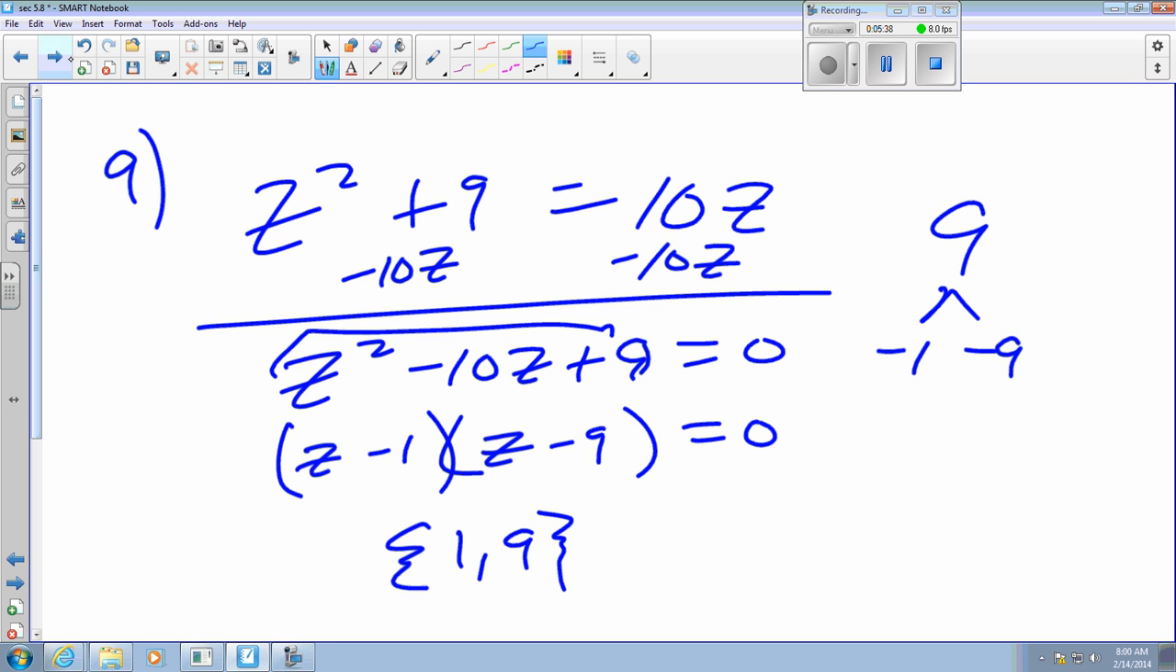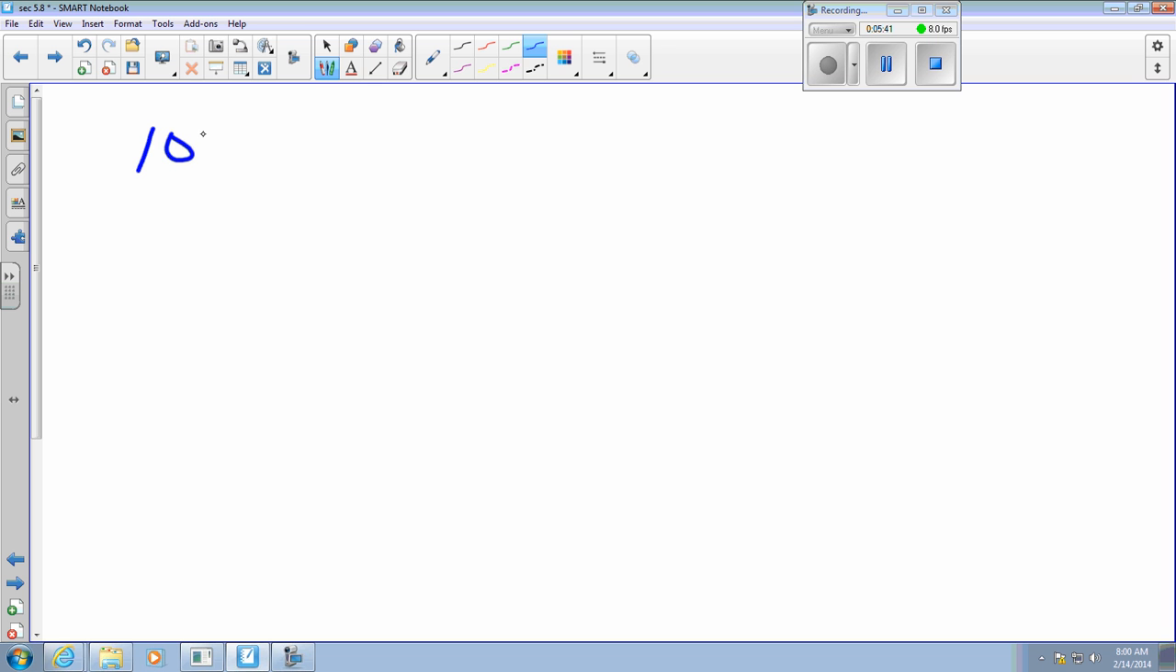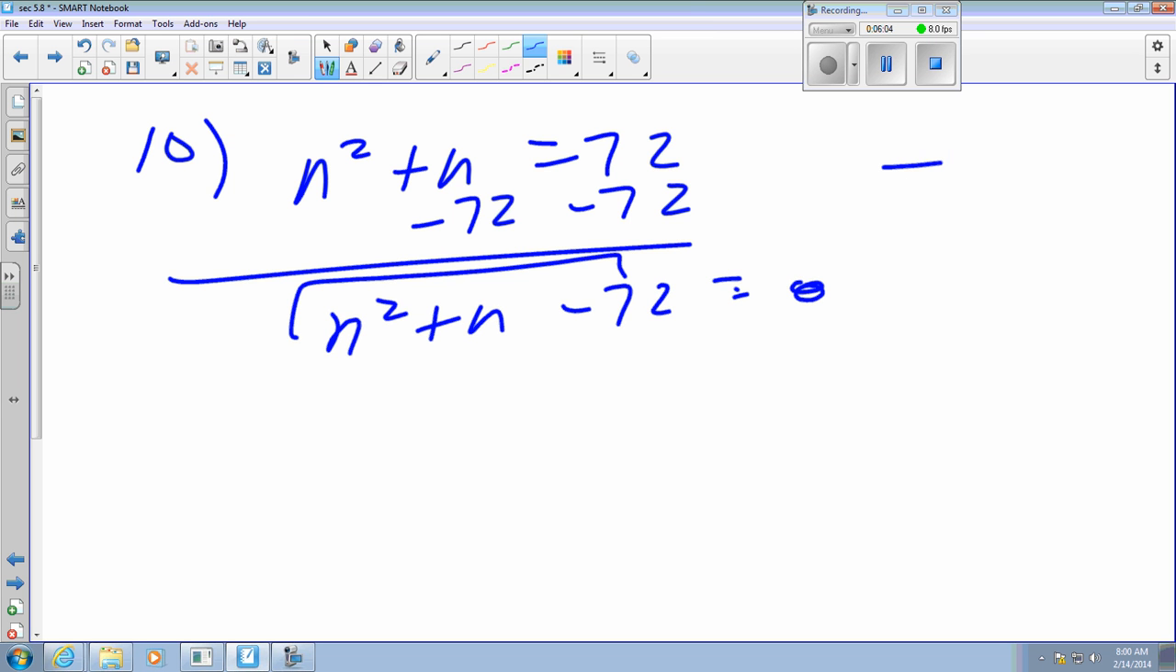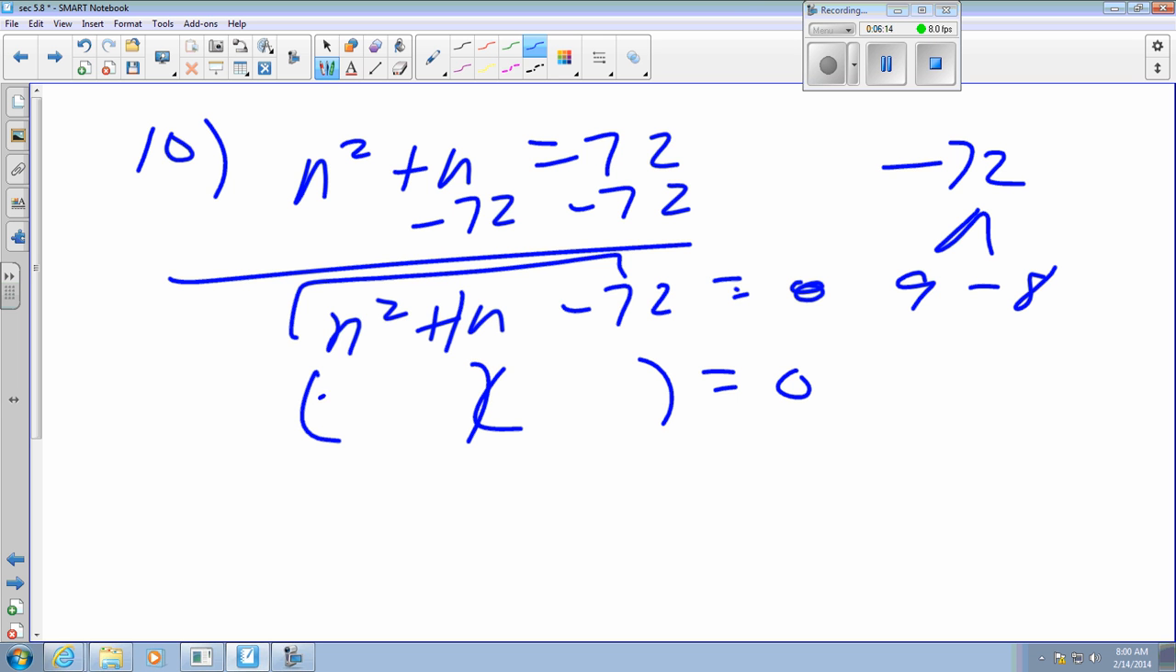Next one is 10. 10 says n squared plus n equals 72. Same deal as the last one. We need one of the sides to say equals 0, so I have to subtract 72 from both sides. And we're going to be finding factors of negative 72 that add up to 1. And I'm going to go with 9 and negative 8. There's nothing in front of the squared term, so I'm going straight to the factors: n plus 9, n minus 8.